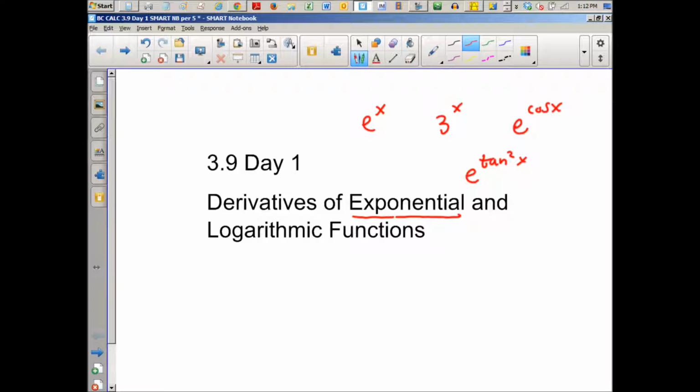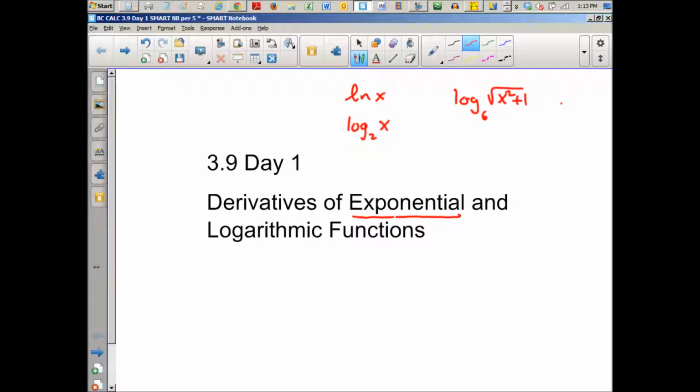Okay? On Monday, what we're going to do is these kinds of problems. Watch close. You'll be able to take the derivative of ln x. You'll be able to take the derivative of log base 2 of x. You'll be able to take the derivative of log base 6 of the square root of x squared plus 1 or something. Lots of goofy stuff involving logs. That'll be Monday.